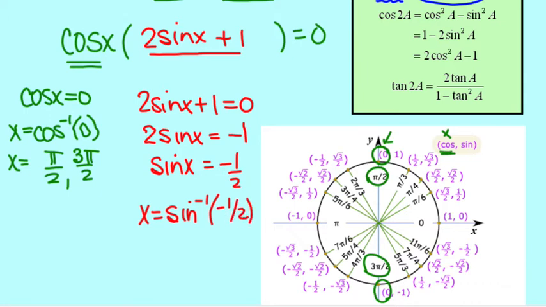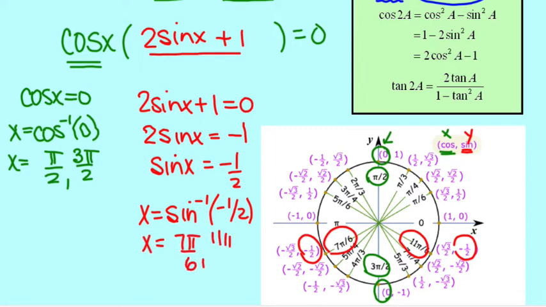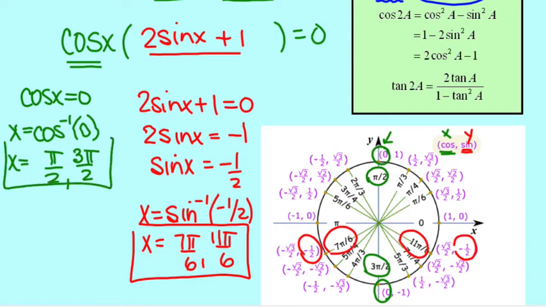So we go back to our unit circle. Remember, our sine now is our y value. So we look on our unit circle, where do we see negative 1/2 for our y? Right here at 7 pi over 6, and right here at 11 pi over 6. So this equation has 4 possible answers: these 2 in the red, and these 2 in the green.